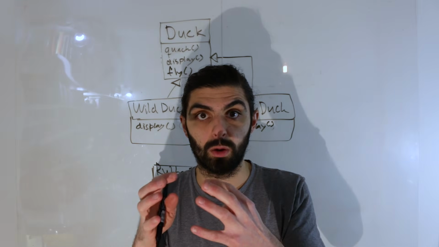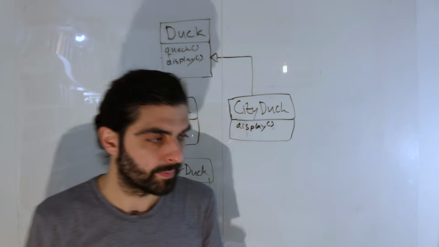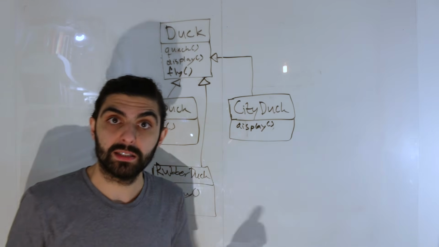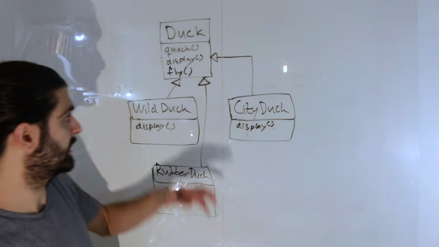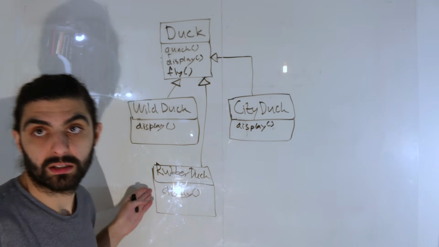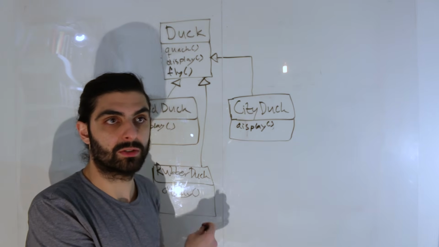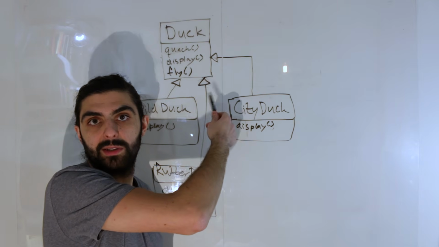So a rubber duck is a fake duck, right? You know, these yellow plastic ducks, rubber plastic, whatever. It's a fake duck, it's one of these yellow ducks. And rubber duck has its own display method. But the problem is that rubber ducks shouldn't be flying. So that means we can't just blindly inherit that behavior.